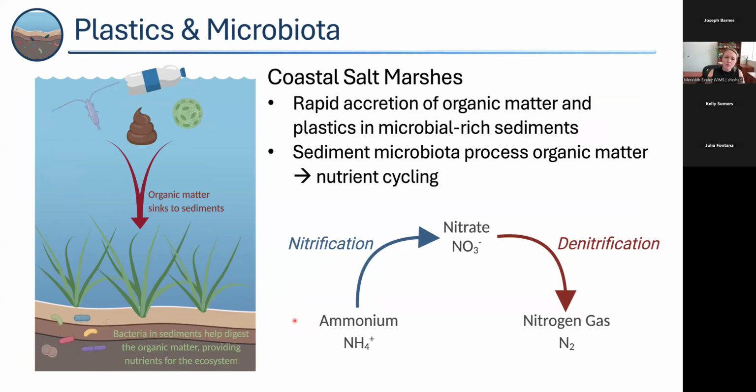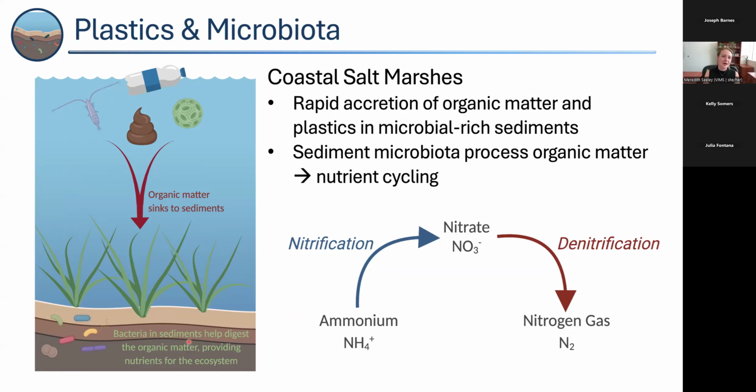So we know our coastal salt marshes are really productive areas. There's a lot of organic matter coming from the water sources as well as terrigenous sources to these coastal salt marshes. And because of the hydrodynamics in those regions, a lot of this reaches the sediments. And the sediments there have a rich microbial consortia that processes this organic matter and basically functions for nutrient cycling for the entire food web.